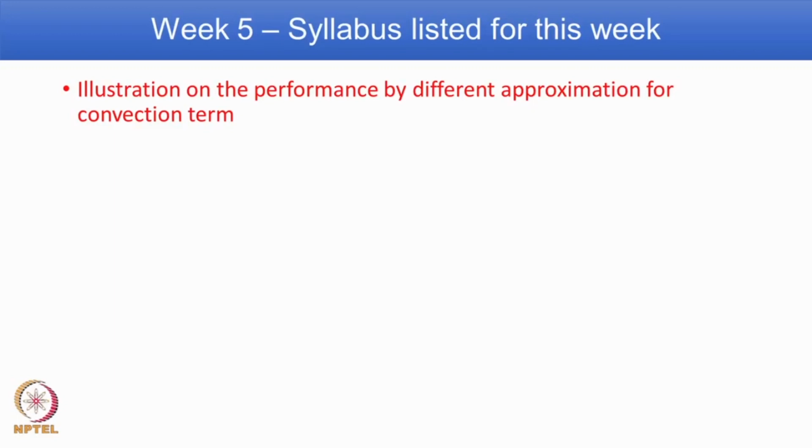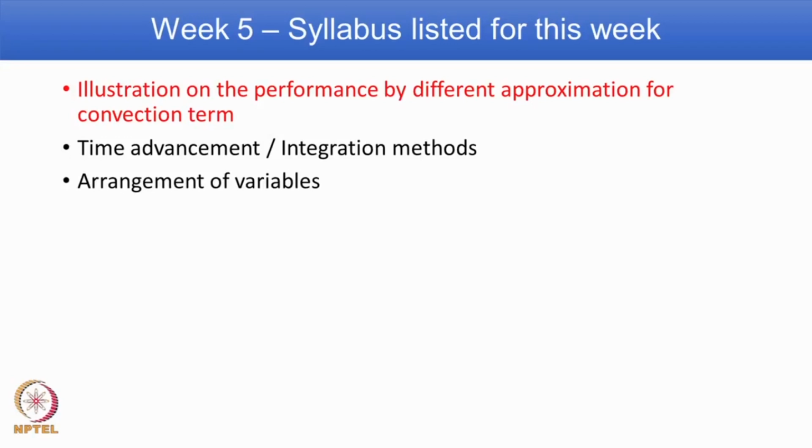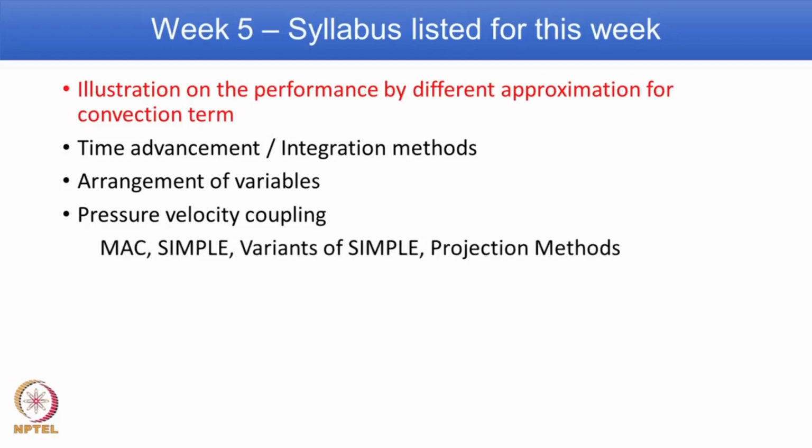Syllabus we have listed for this week: illustration on the performance of different interpolation schemes for convection term, and from this class we will move on to time advancement integration methods, arrangement of variables, pressure velocity coupling. There are different methods available: MAC, SIMPLE, different versions of SIMPLE, projection method. We will look into these details and then move on to the next module.